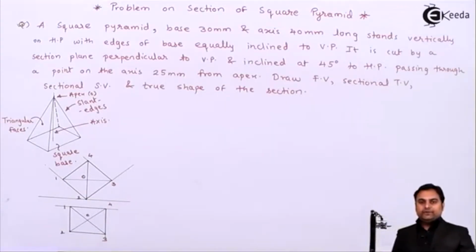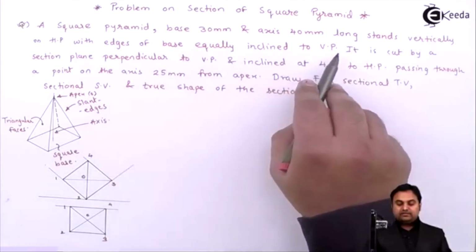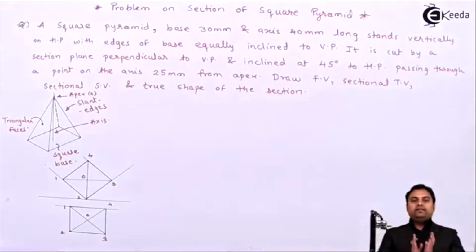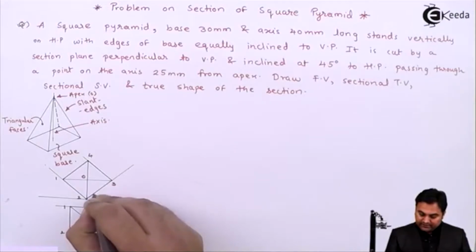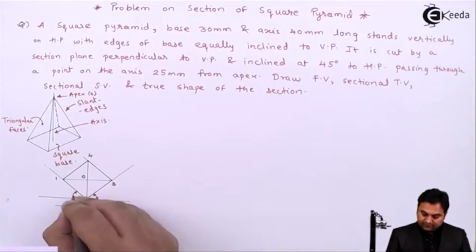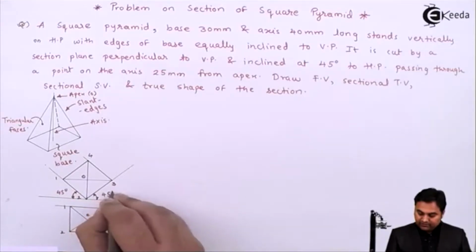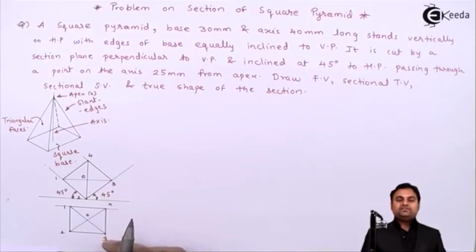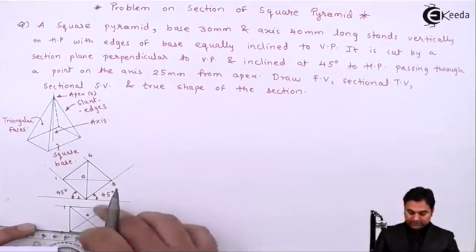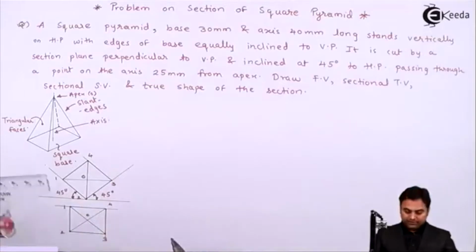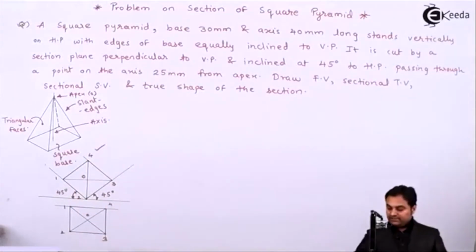So if we look into the question, it is given that with edges of base equally inclined to VP. So if the edges are inclined, we have to use this first condition where the inclination of the edges is 45 degree with the horizontal line. So that is the meaning of equal inclination. Whereas in the second condition, the edges are either horizontal or perpendicular. So instead of going for the second condition, we would be going for the first condition. Now starting the solution.